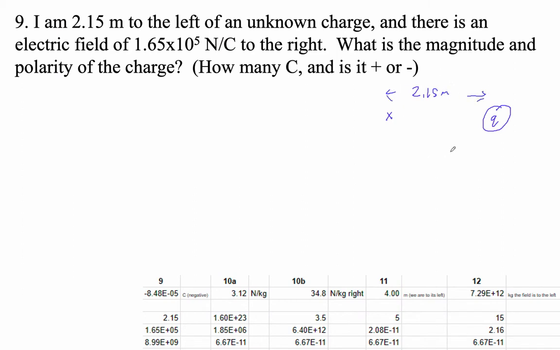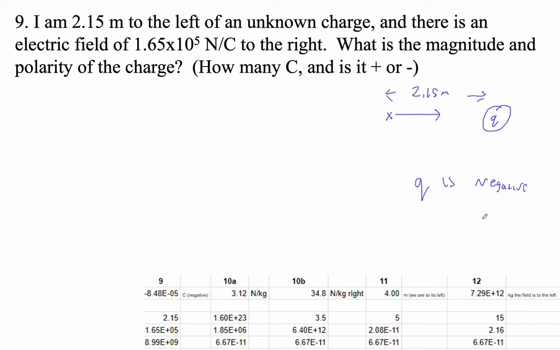Okay, so 2.15 meters to the left of the charge, and the electric field is to the right. The plot thickens. Okay, so notice that it's toward this charge. So we already know that that's got to be a negative charge, because what would a positive charge do? Well, a positive charge would go toward a negative charge. So therefore, that must be a negative charge. Okay, so Q is negative.